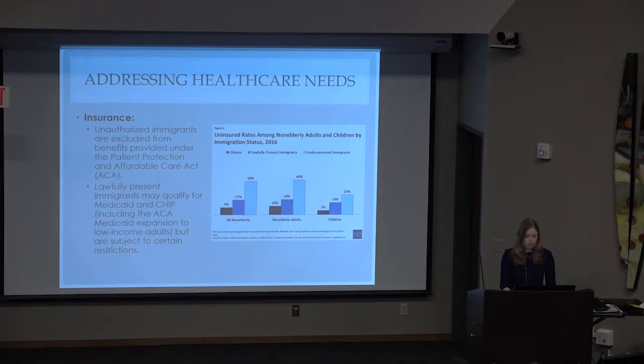Lawfully present immigrants may qualify for Medicaid, but they're subject to certain restrictions. So many qualified non-citizens, like green card holders, have a 5-year wait period after obtaining qualified status before they can enroll. Refugees and those granted asylum are exempt from this wait period, so they are eligible to receive benefits right away. For children and pregnant women, states can opt to eliminate the 5-year wait and extend coverage to lawfully present immigrants. Over half of states have taken up this option for children, and nearly half have elected this option for pregnant women, and this is the case in Wisconsin.